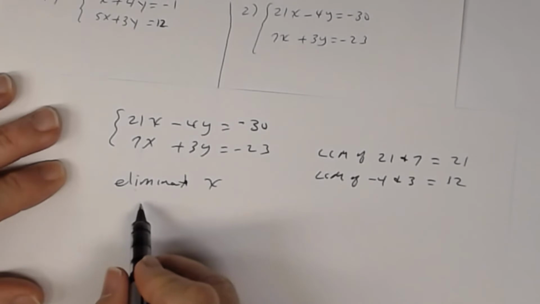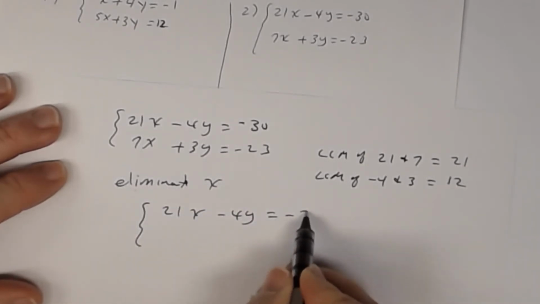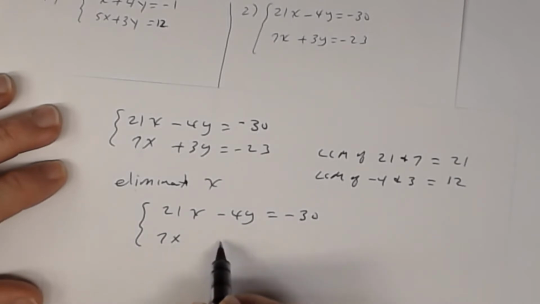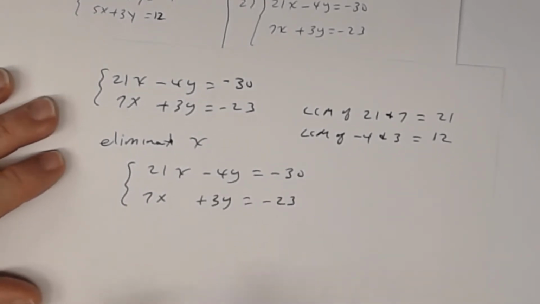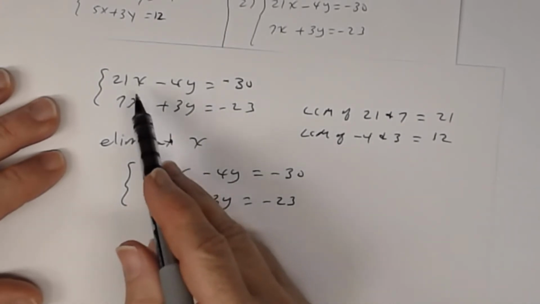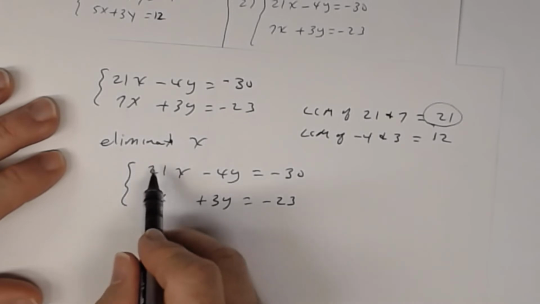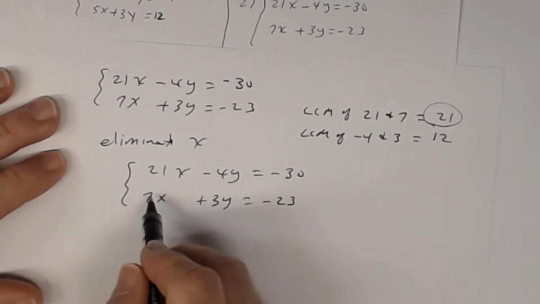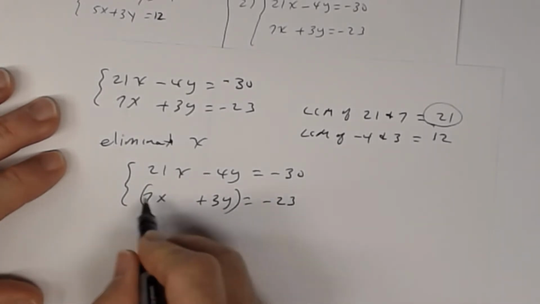So I'm going to rewrite this over. I've got 21x minus 4y equals negative 30, and 7x plus 3y equals negative 23. Okay? Remember, I'm eliminating the x's. The least common multiple is 21, and that's already a 21, right? So all I have to do is make this a 21. Well, 7 times what is 21? 3. So you're going to multiply by 3.